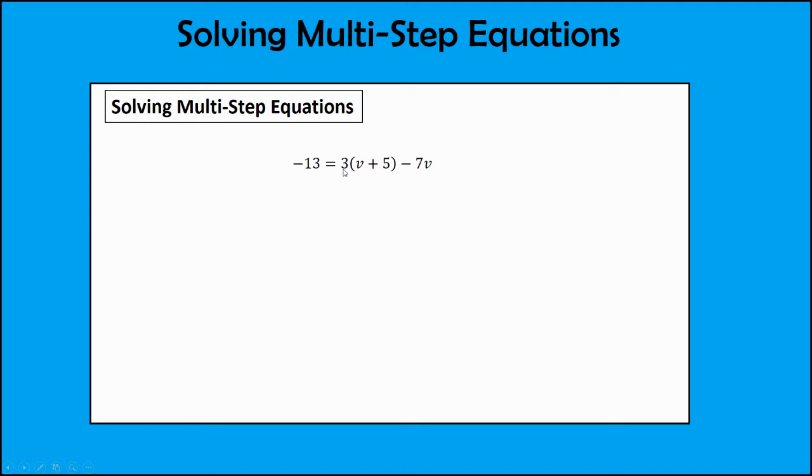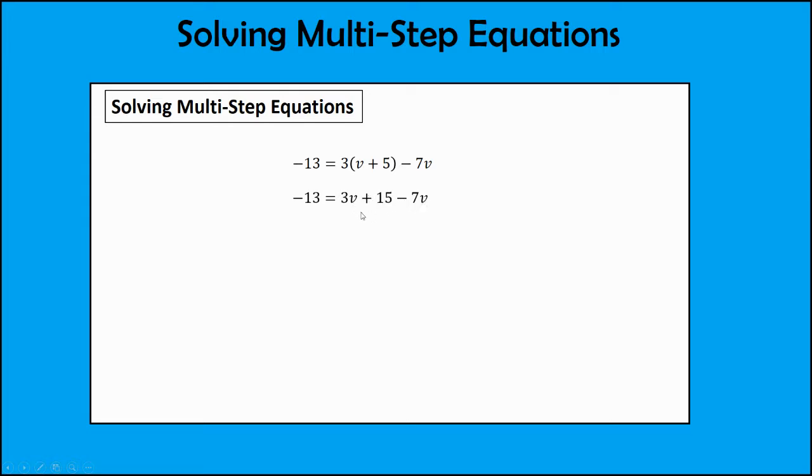First of all, I have a distributive property situation here, and then I have another term tacked on the end of it. So the first thing we're going to have to do is distribute the 3 through, and simplify this distributive property process. So that's just going to be 3 times V and 3 times 5. So I'm going to have the left side still negative 13. I'm going to have 3V plus 15 minus 7V.